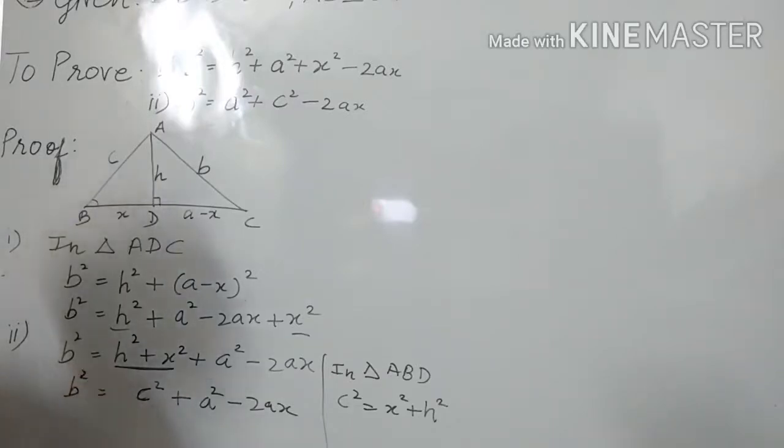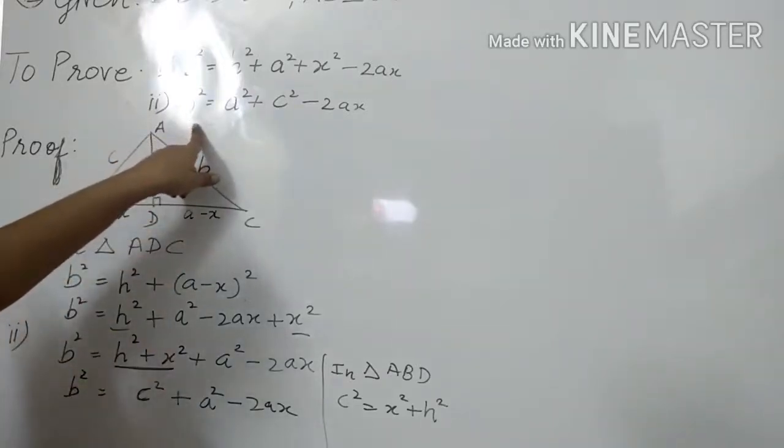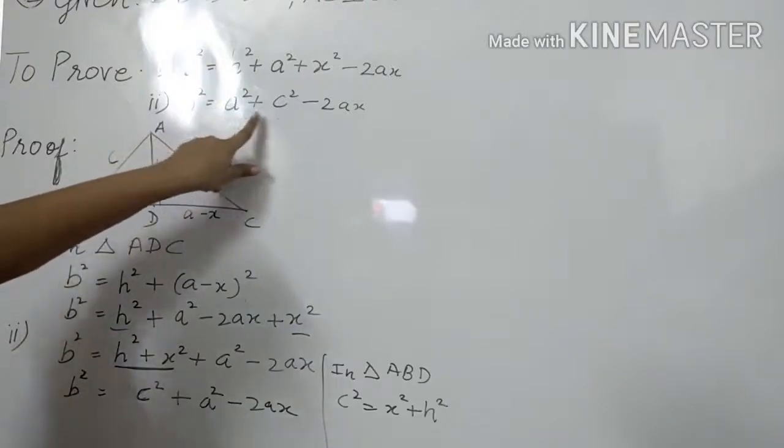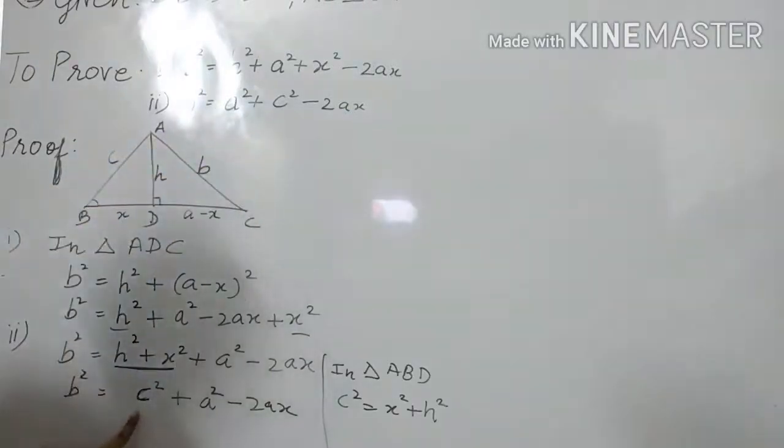What we want to show here, you can see in the to-prove part: B square is equal to a square plus c square minus 2ax. I have written c square plus a square. That doesn't matter. You write a square plus c square or c square plus a square, it is the same. So here we have completed chapter number 10.